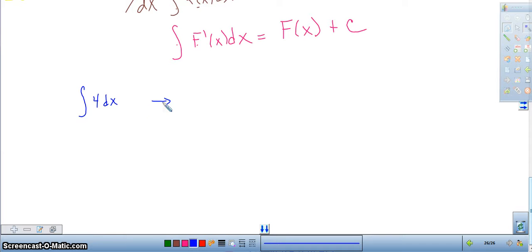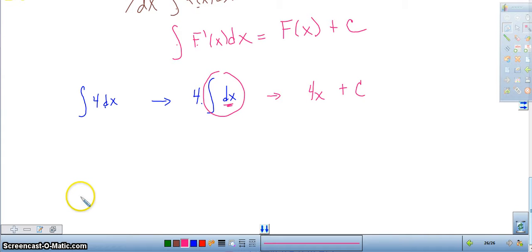Now, how it's different is this, if I integrate 4 dx, that's the same as saying 4 times the integral of dx. Remember how we talked about you can move that out there? Well, if I integrate just dx, I get back x. So I get 4 times x plus some c value that I don't know. Okay, so there's one example. Another example to integrate, 5x squared dx. First thing we'd want to do is move that 5 in front. 5 times the integral of x squared dx.